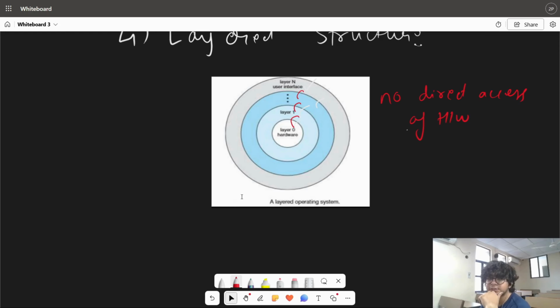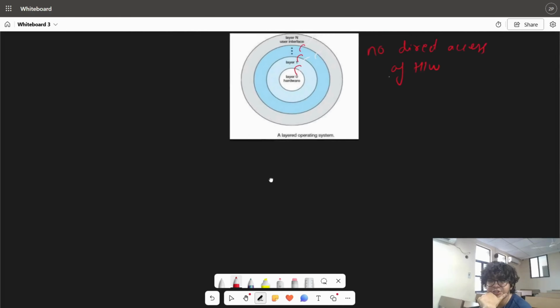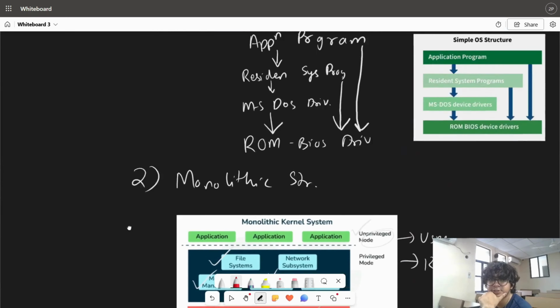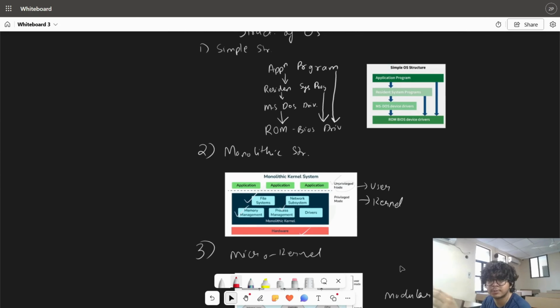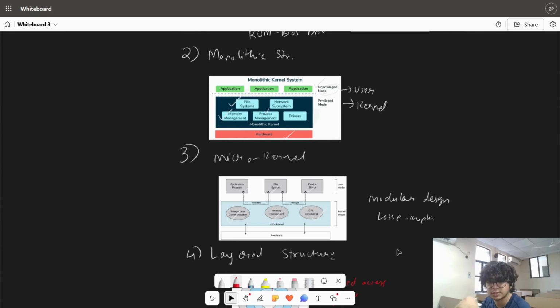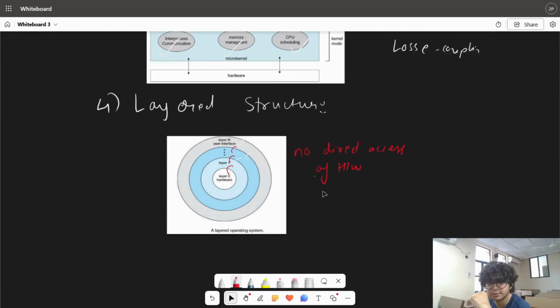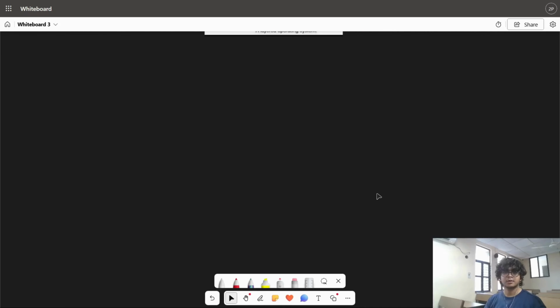The main point of discussing all this was to give you the basic idea about layered structure, hardware, microkernel structure, monolithic structure, and simple structure. So I hope you do have an overview about all this structure after watching this particular section. Okay, so now let's talk about multi-programming.